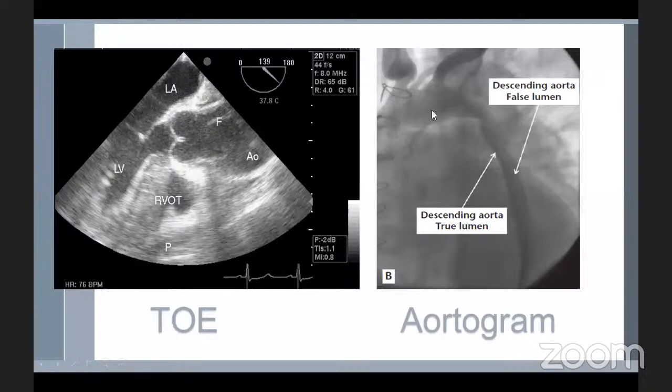And this is aortogram also showing a dissection of the descending aorta, as you can see here. This is the true lumen, and this is the false lumen. This is the flap here.